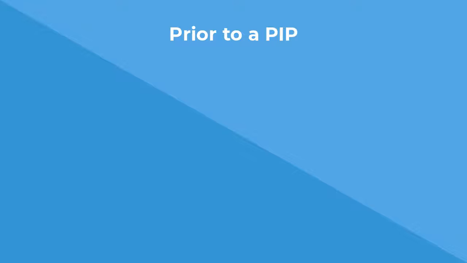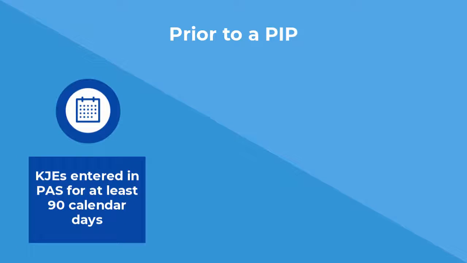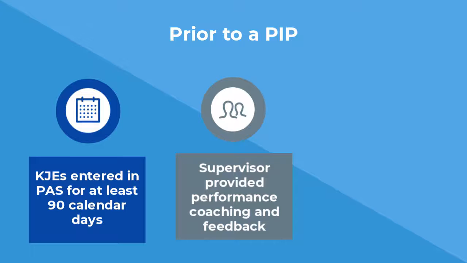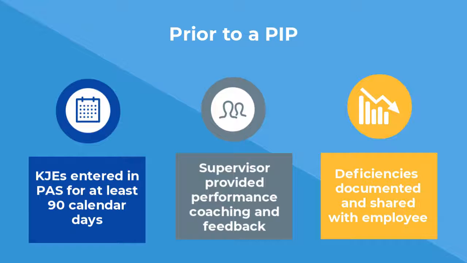Prior to a PIP, a supervisor must have established key job expectations, or KJEs, and entered them in PAS for at least 90 calendar days, provided performance coaching and feedback to the employee, and documented and shared the performance deficiencies with the employee.